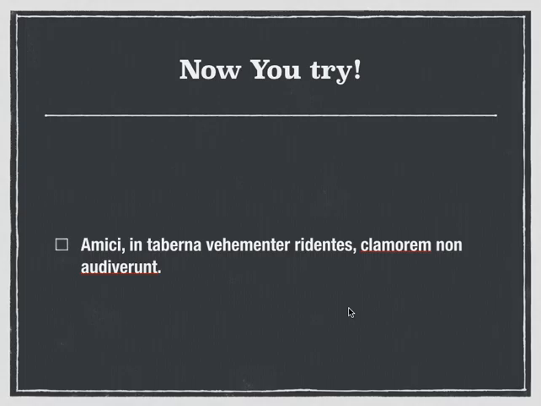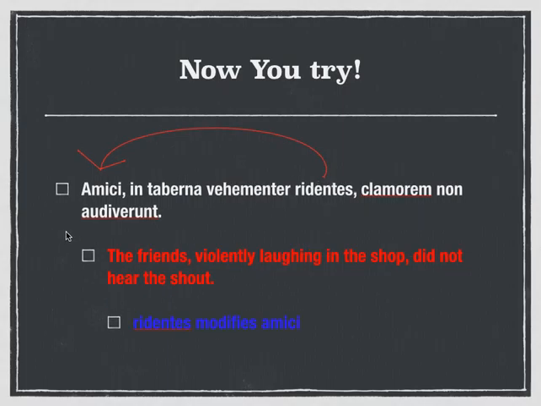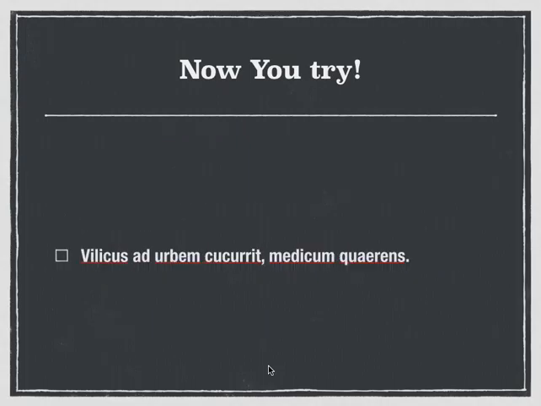Now, you try. So here is a sentence, and I'll give you a second to write it down and figure out what it means, and then we'll go over it. All right. So, amici in taberna vehementer ridentes clamorem non audiverant. So, the friends, violently laughing in the shop, did not hear the shout. And we see that the arrow from ridentes, because that is the present active participle, is modifying amici, as I said below.